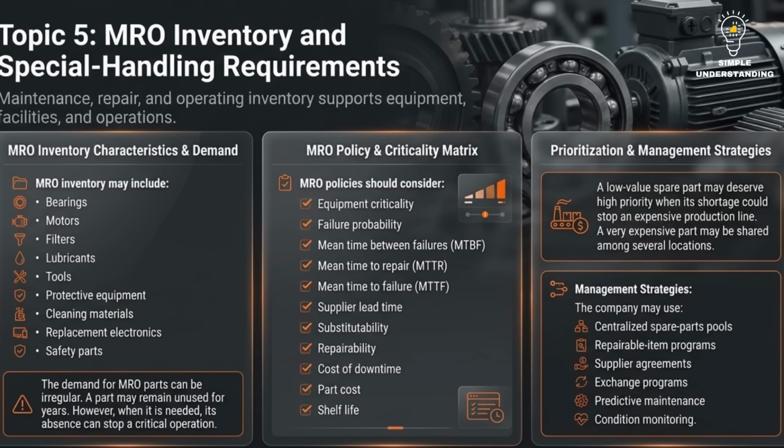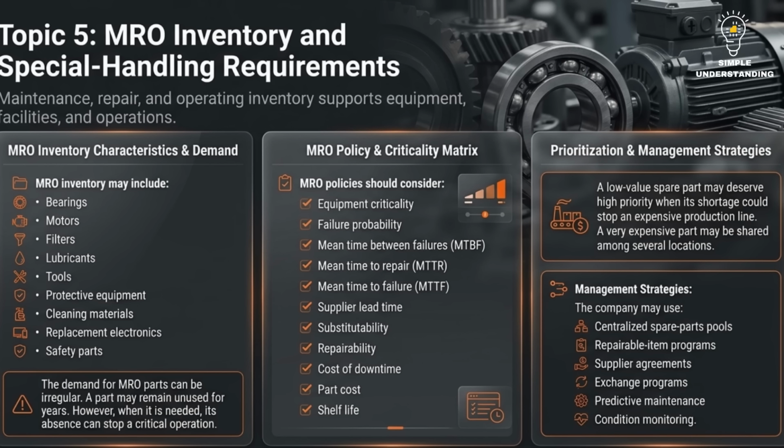Topic 5. MRO inventory and special handling requirements. Maintenance, repair, and operating inventory supports equipment, facilities, and operations. MRO inventory may include bearings, motors, filters, lubricants, tools, protective equipment, cleaning materials, replacement electronics, and safety parts. The demand for MRO parts can be irregular. A part may remain unused for years. However, when it is needed, its absence can stop a critical operation.